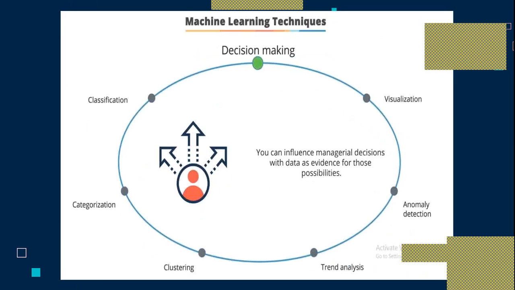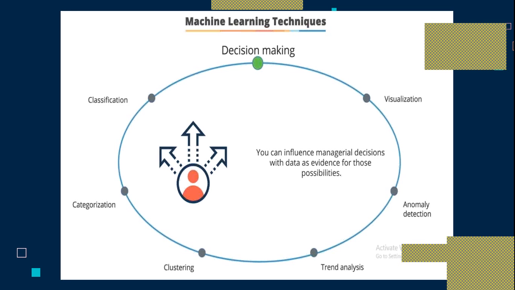And the last popular technique is decision making. Machine learning is also useful for decision making. Now, what is decision making? At some point, you want to take some decision. So based on your previous data, based on your historical data, you want to take some decision.